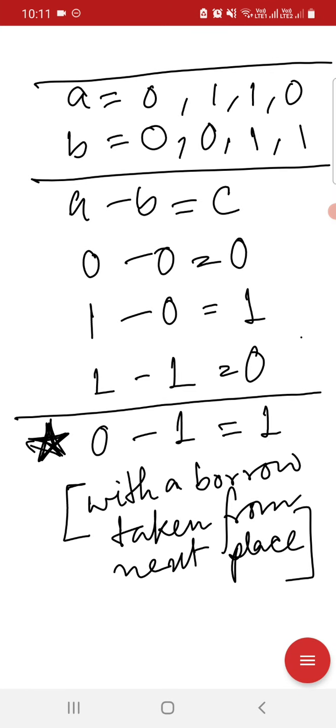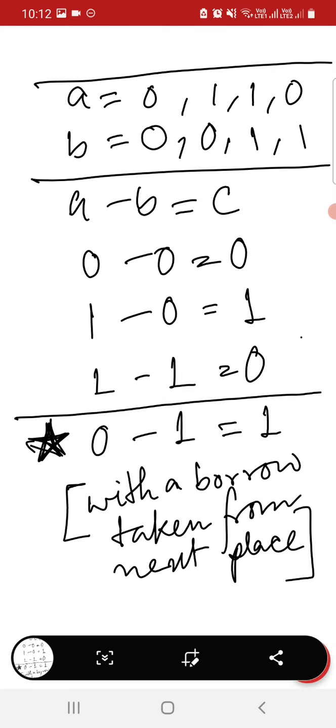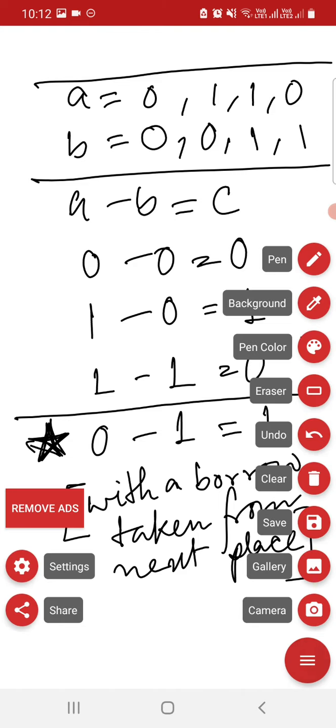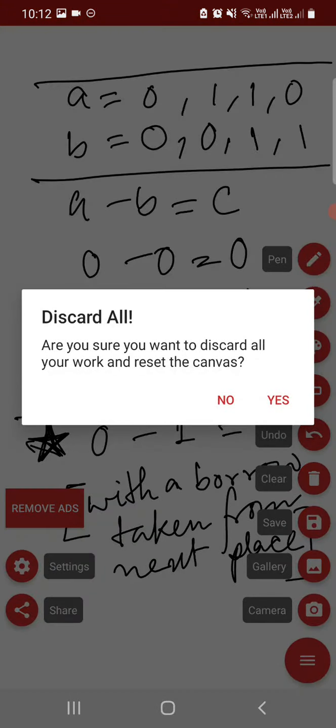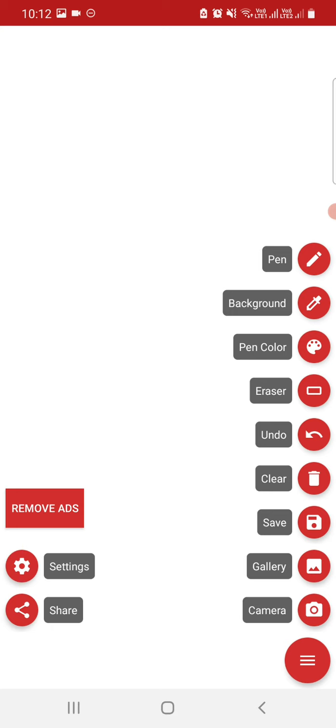Then just subtract the two numbers. Borrow is taken only when 1 is subtracted from 0, that means 0 minus 1. Only in this step do we need to take a borrow. Let's try some examples.